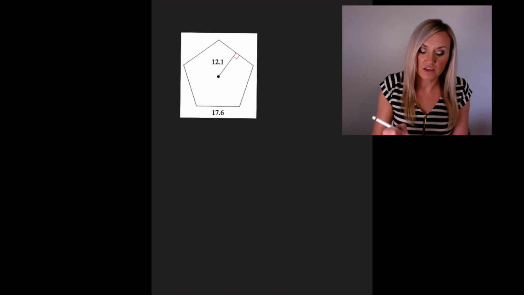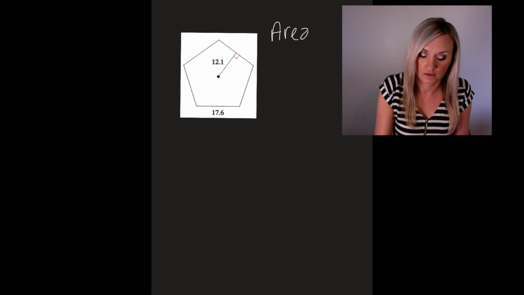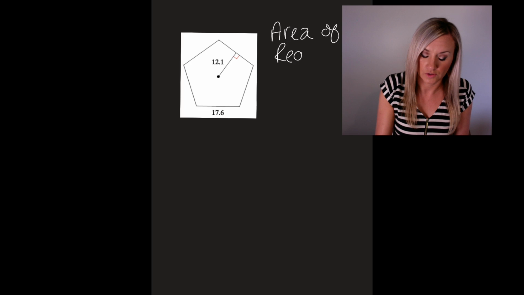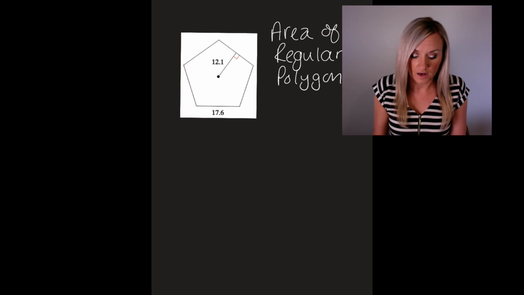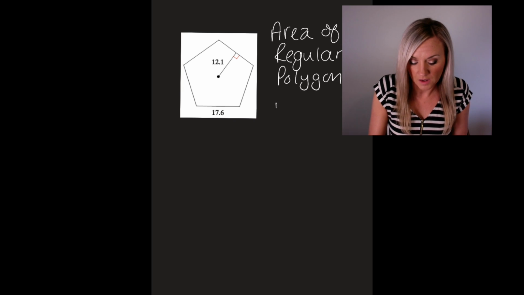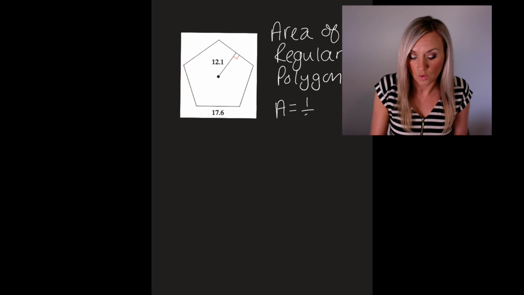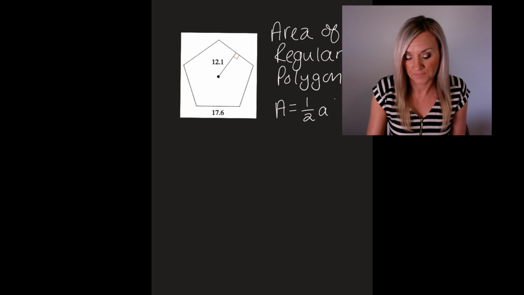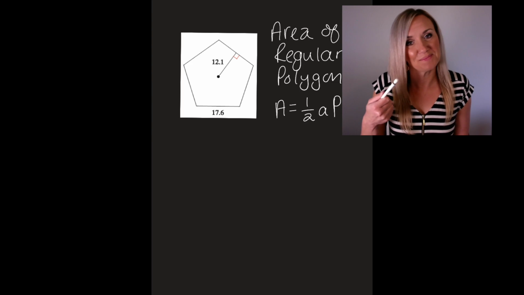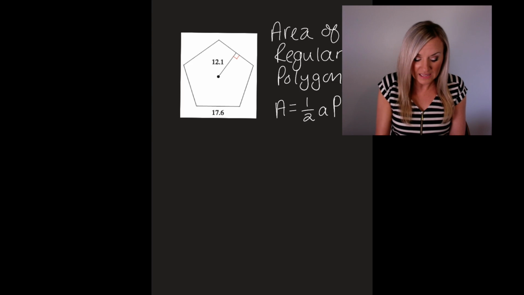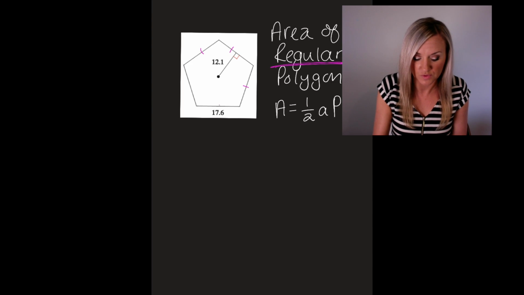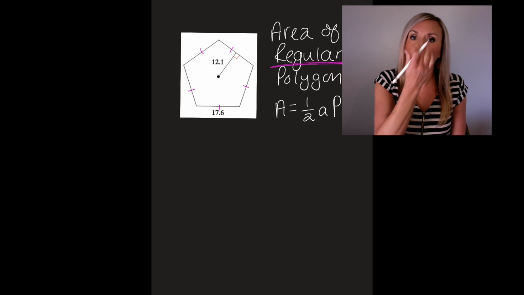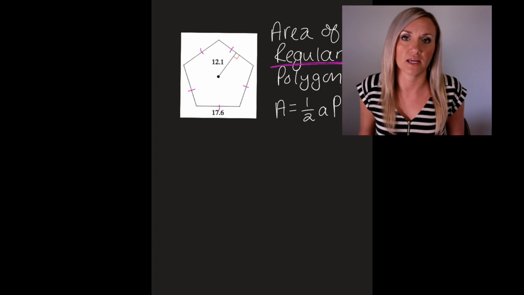All right, so if we're going to find the area of a regular polygon, and this has 5 sides, so it's a pentagon, we're going to use the formula of area equals 1/2 apothem times the perimeter. Oh, you remember now, right? So don't forget a regular polygon. Regular means all of the sides are congruent. All of those angles are congruent. Regular polygon, congruent sides and angles.